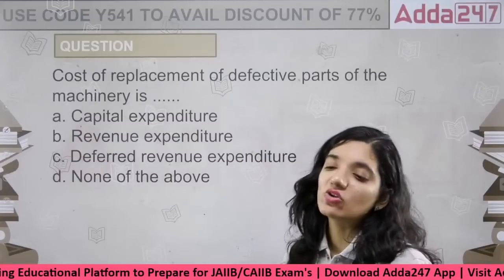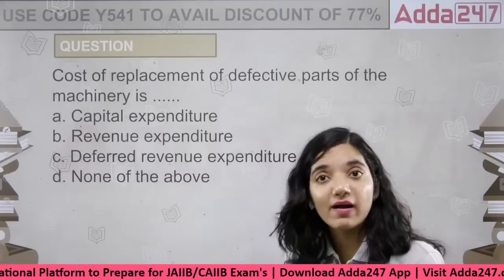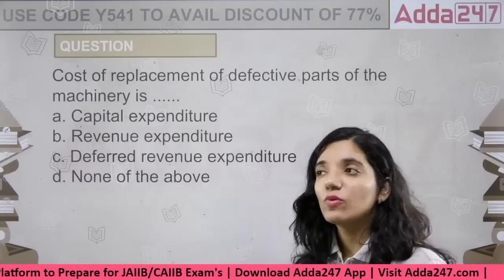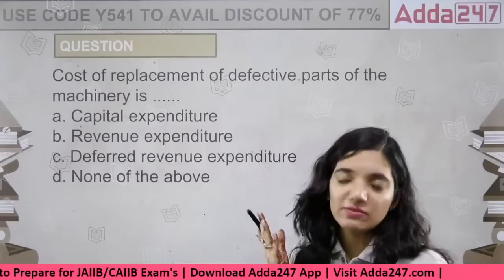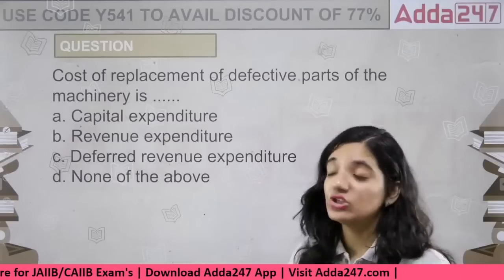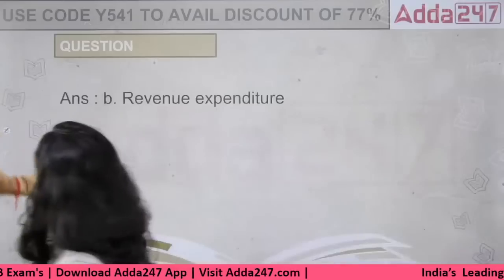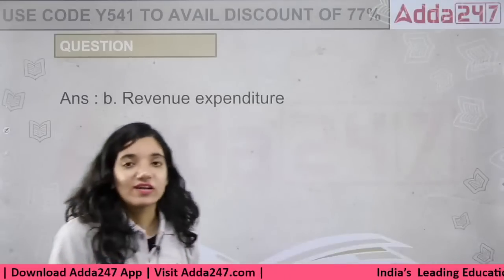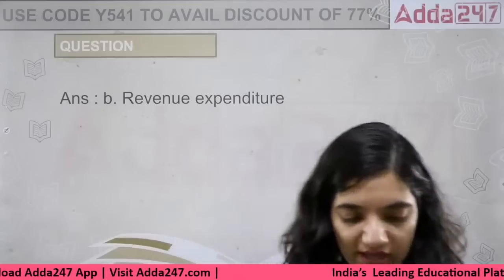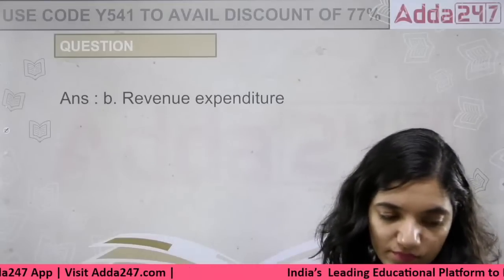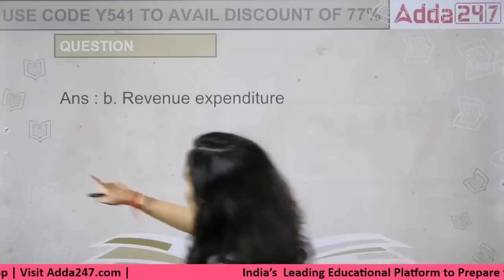Since in this case there's a cost of replacement of defective parts of the machinery, we are just removing those specific parts and bringing new ones without making any changes. It would be called a revenue expenditure, right? So the correct answer here would be revenue expenditure. Now moving on to the next question.